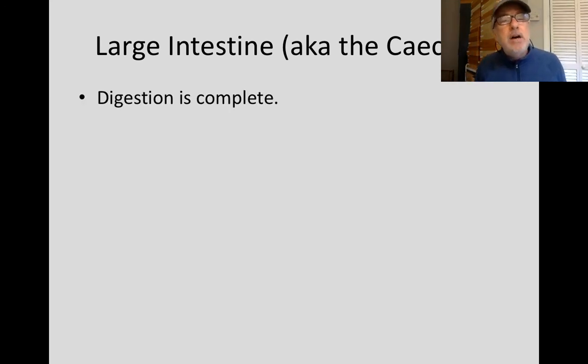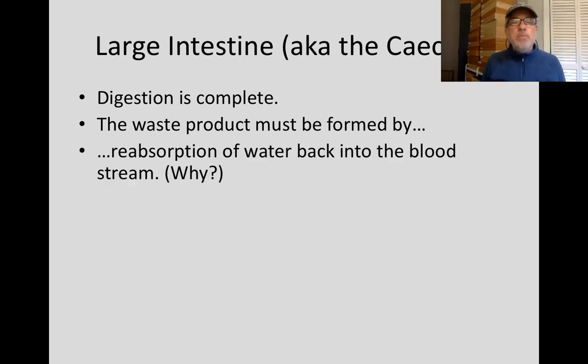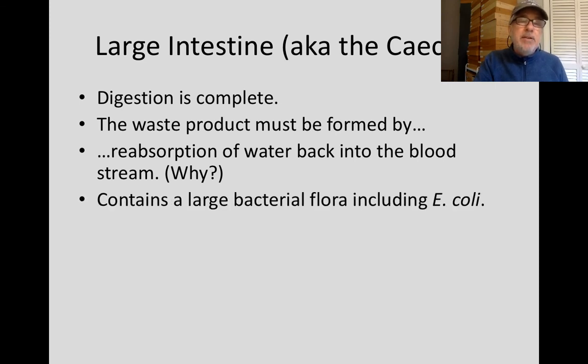When food gets to the large intestine, digestion is complete. So now, all that has to happen is the formation of the feces. The waste product is formed by the reabsorption of water back into the bloodstream. Why would you want to reabsorb the water? Because water is a valuable commodity to our body. We have to keep all our cells bathed in a solution, and it would be a terrible idea to poop all that water out. You would have to drink so much more. So we reabsorb all that water out of the waste stream back into the body.